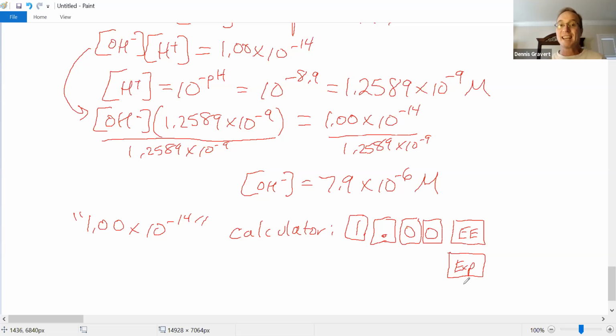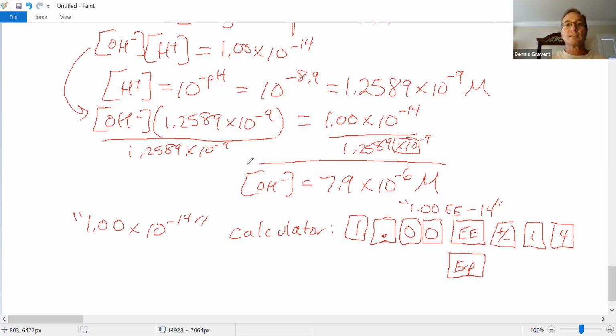And EE or exponent means 10 to the, and then hit the plus minus button, then hit the 1 button and the 4 button. So you type in EE negative 14. So that'll tell your calculator, hey, we're doing scientific notation. And then hit the division key, and then type this number in the same way, 1.2589. And instead of typing times 10, hit the EE button and a negative 9. That should give you the correct answer.